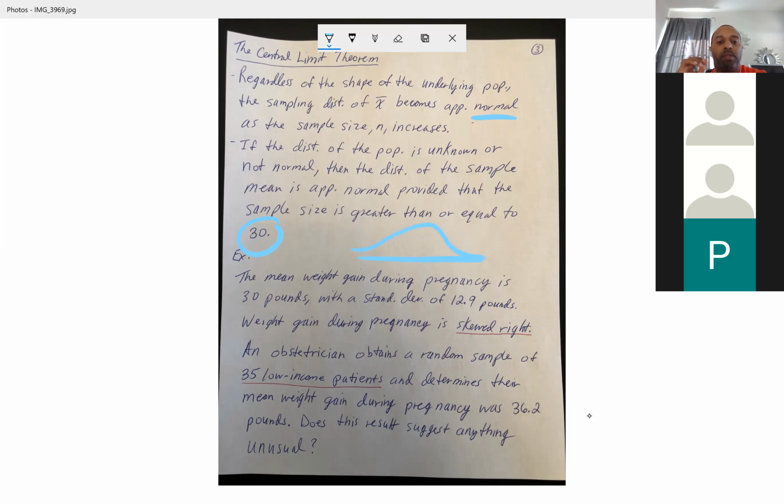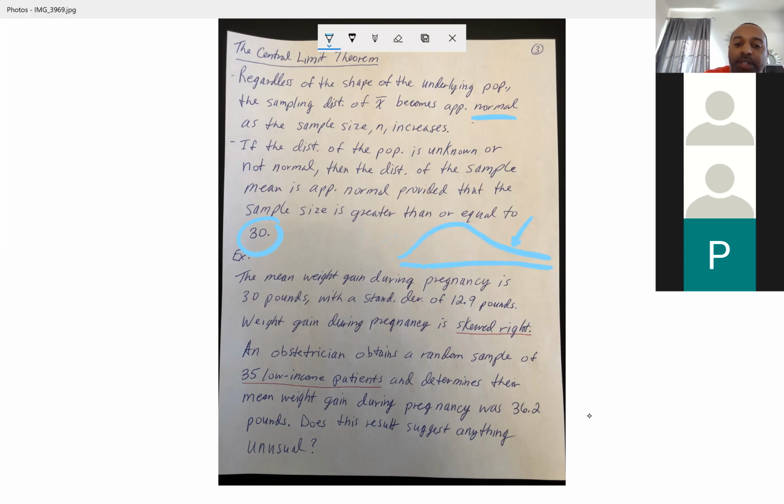All right. So the next example: the mean weight gain during pregnancy is 30 pounds with a standard deviation of 12.9 pounds. Weight gain during pregnancy is skewed right. If it's skewed right, we look to the right on the Z-score chart. No, that's just about your distribution. If it's skewed right, that means the tail of your data is to the right and the bulk of your data is to the left. That's all that means. They're just saying that it's not normally distributed.